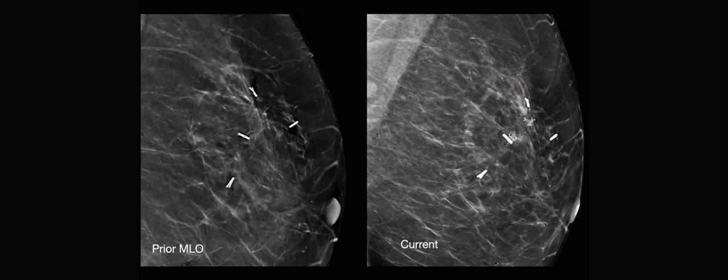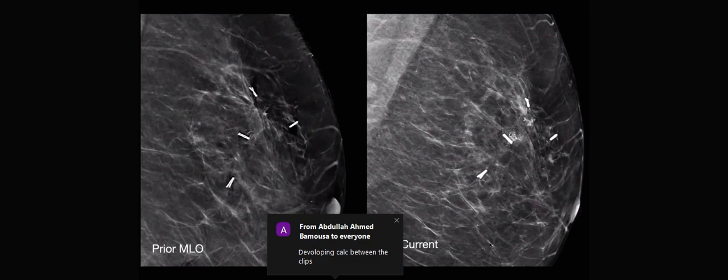I think it's started more coarsening. There is more calcification, and their number has increased, yes. Around the surgical site, there is more. It's more prominent now, or it is increased. Calcification changed.